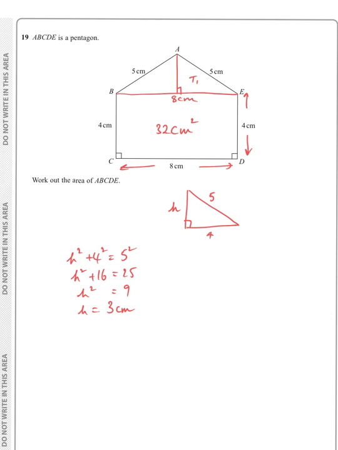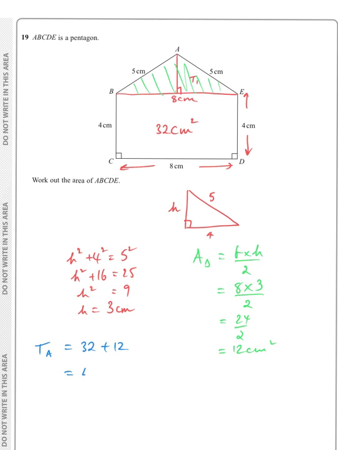So 3 centimetres. And so we can do the area of this triangle by doing base. So the area of triangle is base times height over 2, where height is the perpendicular height. So we'd have 8 times 3 divided by 2, which is 24 over 2, which is 12 centimetre squares. So altogether our total area would be 32 plus 12, which would be 44 centimetre squares.